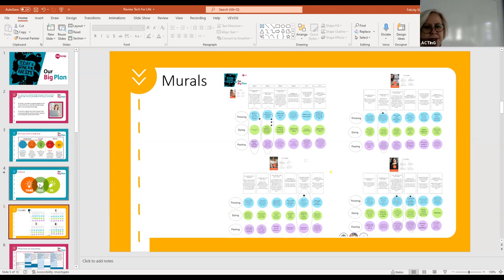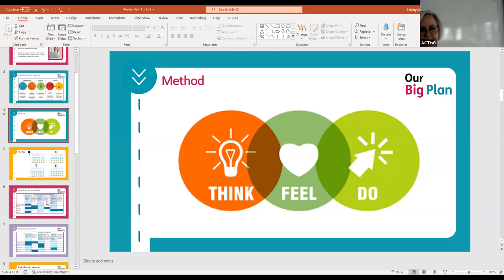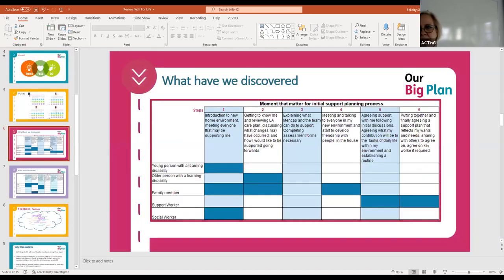So we conducted some empathy maps. We looked at what people think of that process, what they feel and what they're doing during that process. And from that, we came up with some feedback. What we discovered in the initial support planning process was that for the younger person, the introduction was really important, but for the person who was slightly older with a learning disability, it was more about getting to know them a bit more and understanding what changes have occurred since they last had a review with their local authority.